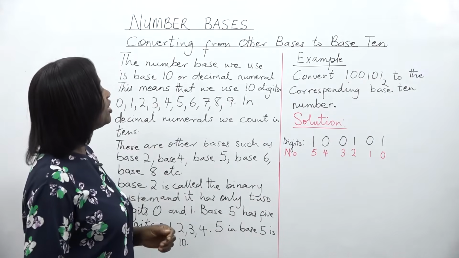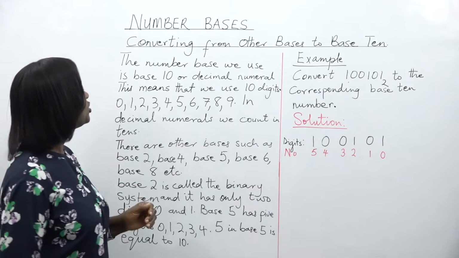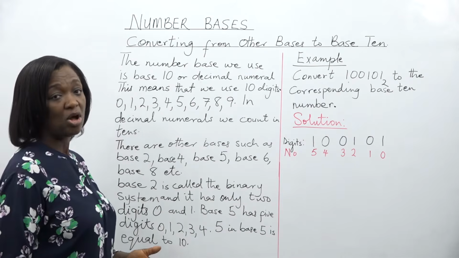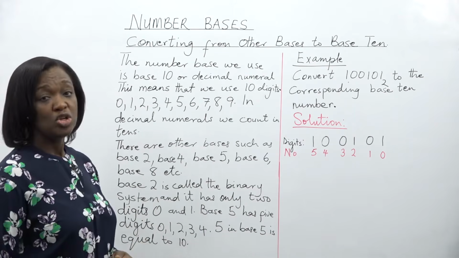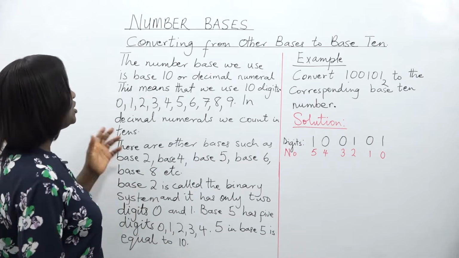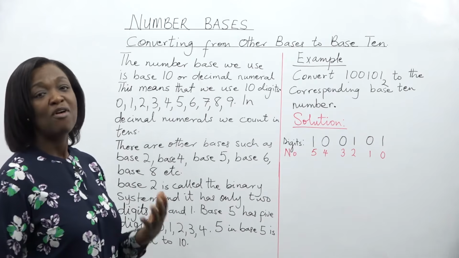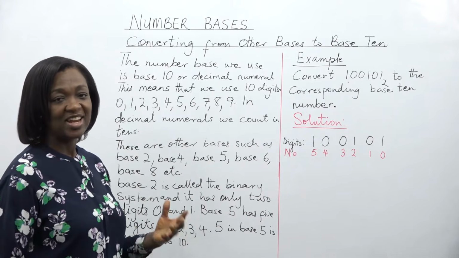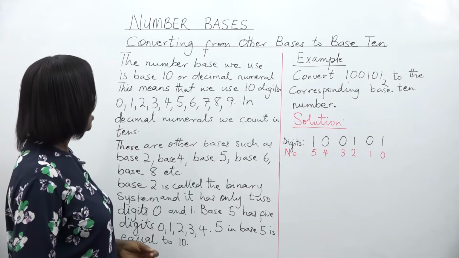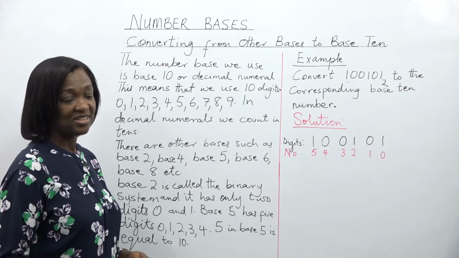We're converting from other bases to base 10. The number base we use is base 10, also known as decimal numerals. That means that we use 10 digits from 0 to 9. That's 0, 1, 2, 3, 4, 5, 6, 7, 8, 9. In decimal numerals, we count in tens.